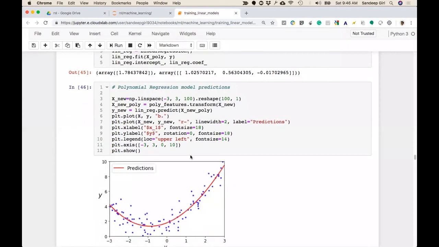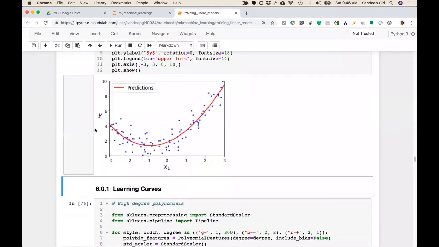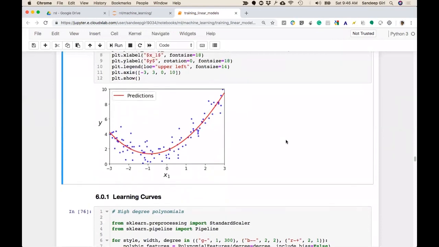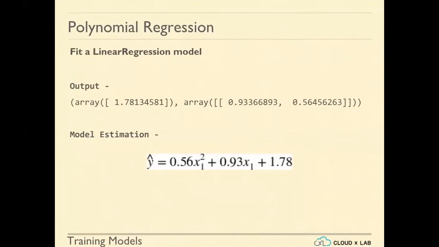Right? So you can see that here it's able to predict the values correctly. All right. So this is the linear regression model, which we have, y equals 0.56 x1 squared plus 0.93 x1 plus 1.78, right?